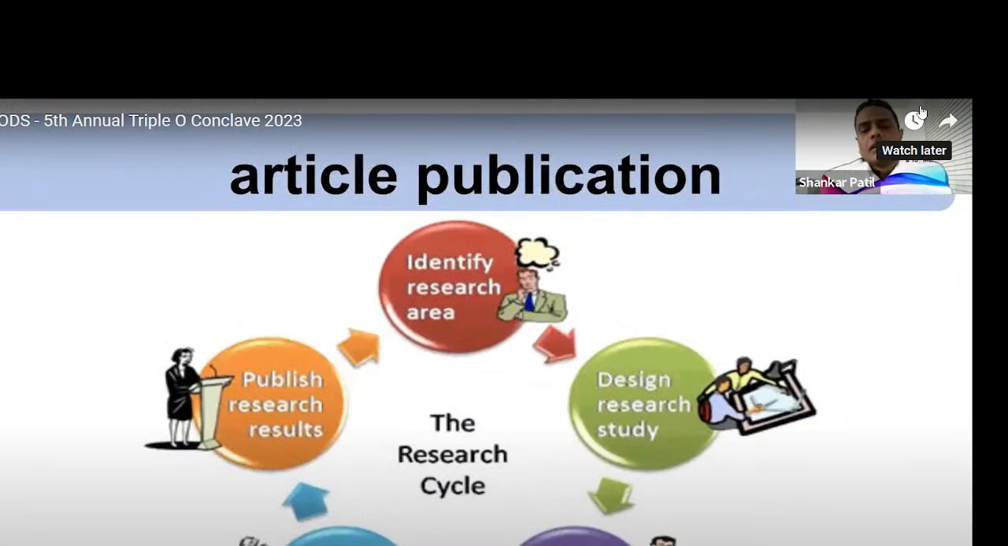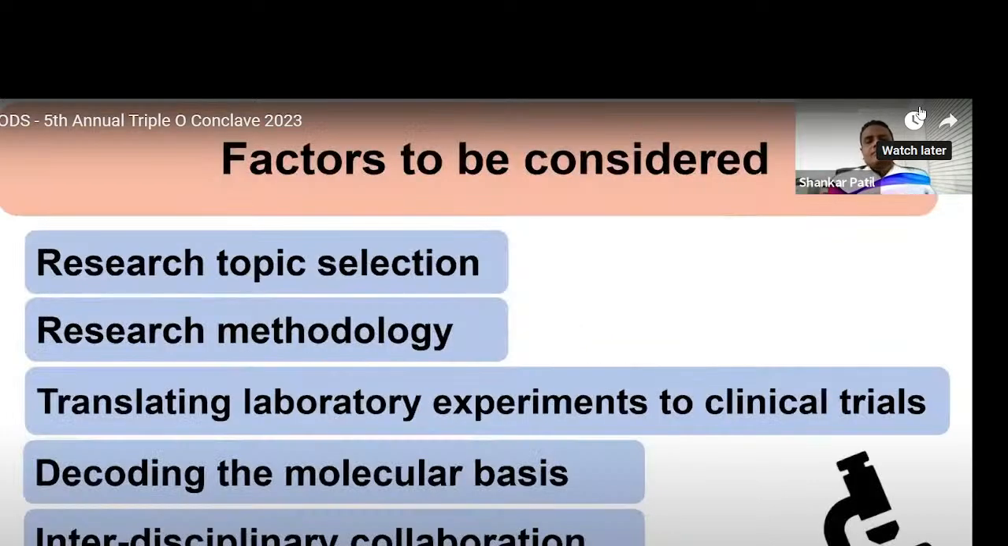First, identify the research area, design your research properly, carry out research, analyze the results, and publish the results. So this is the complete research cycle. And factors to be considered: research topic selection is very, very important. So you have to spend a lot of time in discussions before you select the research topic. Go and see if such literature is already published or not. So identify the gaps in the literature.